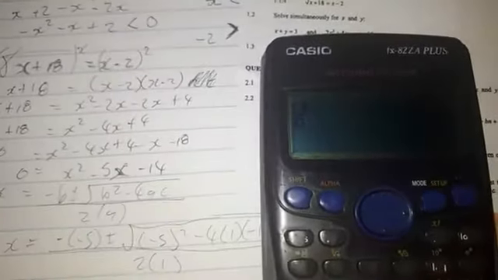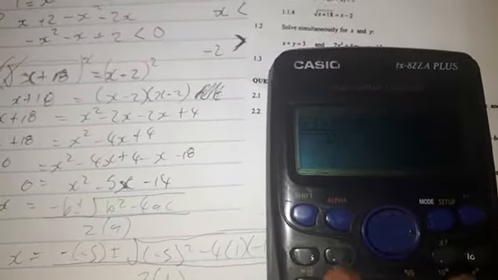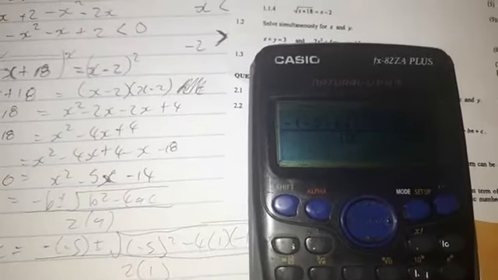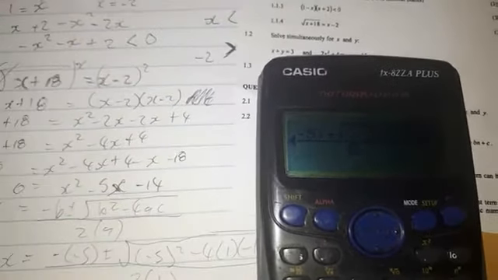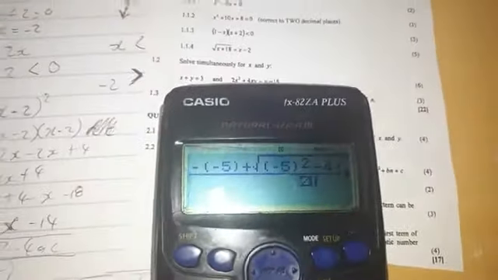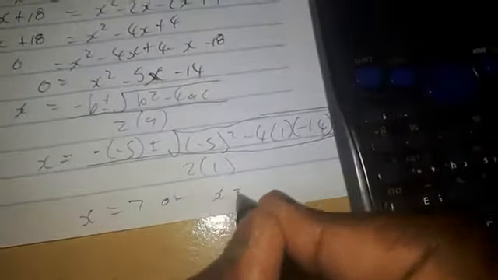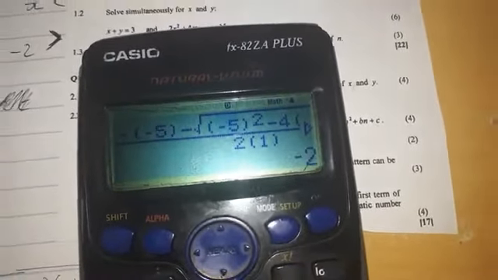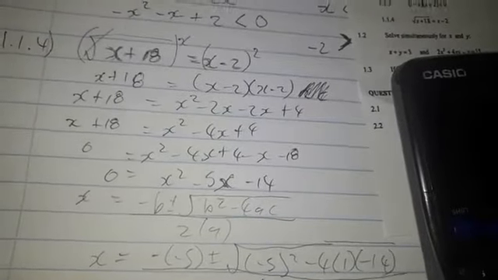So here we have negative b plus minus square root of b squared minus 4ac. Our a value is 1. Our c value is negative 14. You can see, 2 here and then 1. Need to be careful here. X is 7. Or x is what? X is negative 2.